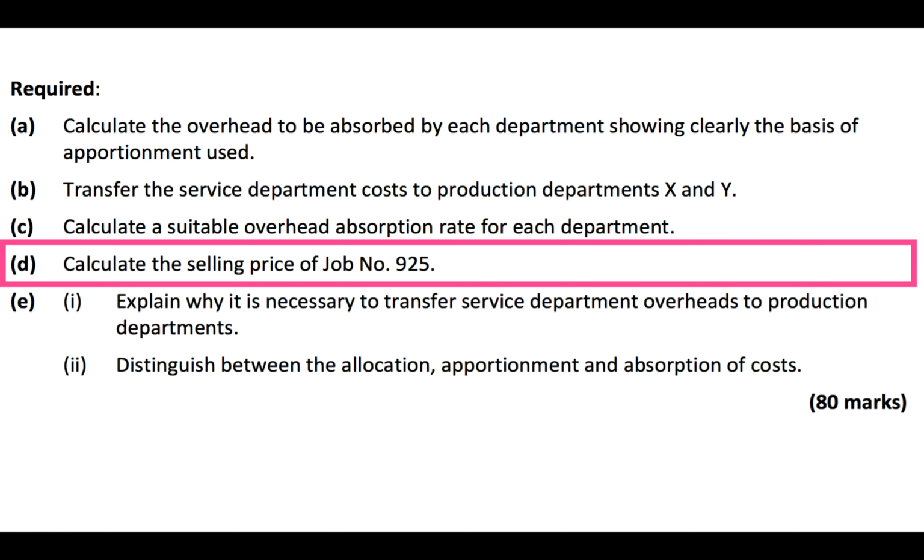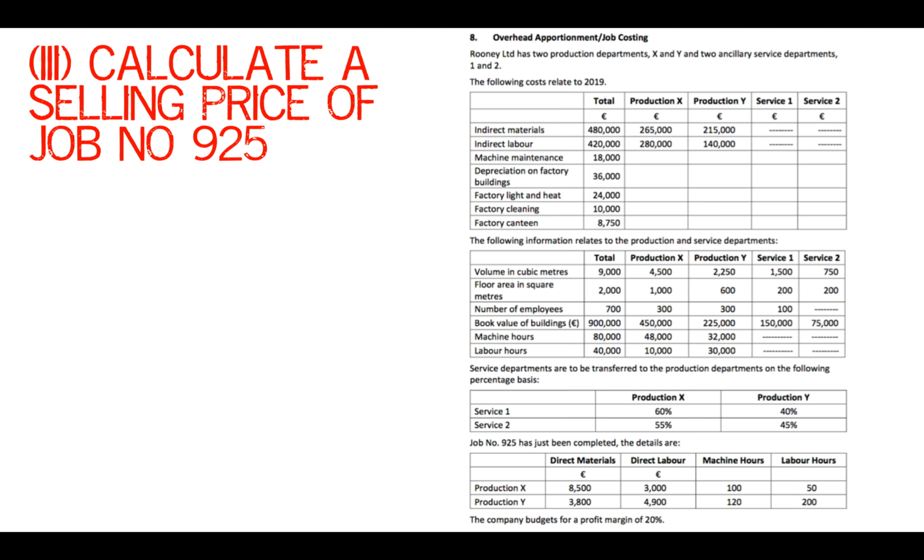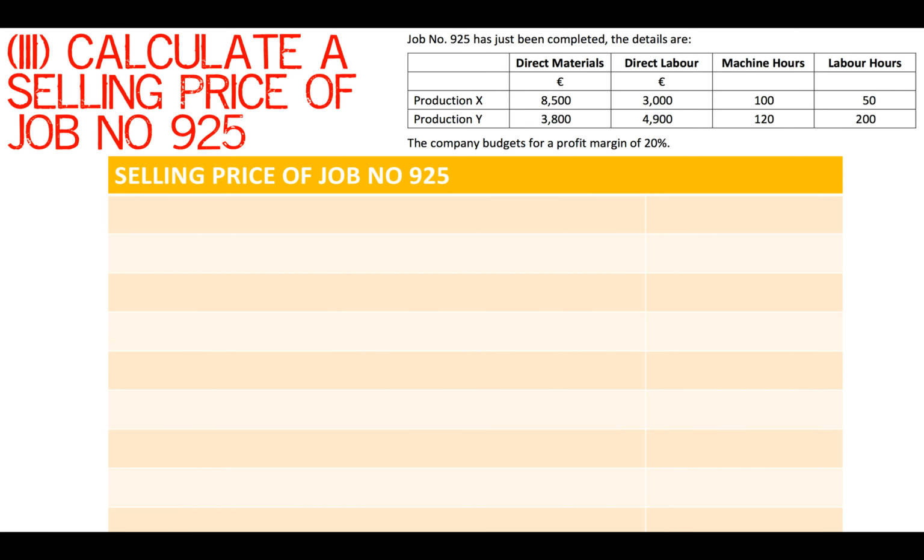Okay, moving on then to part D. Calculate the selling price of job number 925. Okay, so back looking at the question, the information is up here at the top of the screen. Job number 925 has just been completed. The details are direct materials for production X, €8,500 and production Y, €3,800. Direct labour for production X is €3,000 and for production Y is €4,900. Machine hours and labour hours for each of the departments are there also, and then the company budgets for a profit margin of 20%.